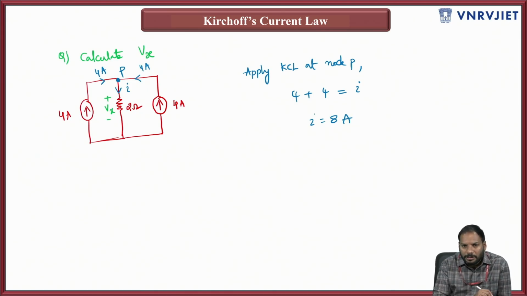Once you get the value of I, which is 8 amperes, it is very easy to calculate the voltage drop in that 2 ohm resistor. The current I is entering the positive terminal of Vx, so directly it is 2 into the current I. That means 2 into 8, which is exactly equal to 16 volts.